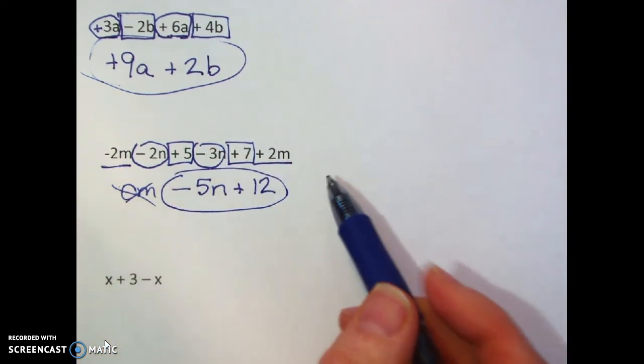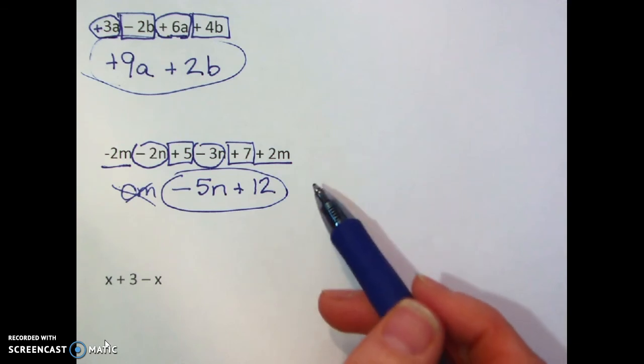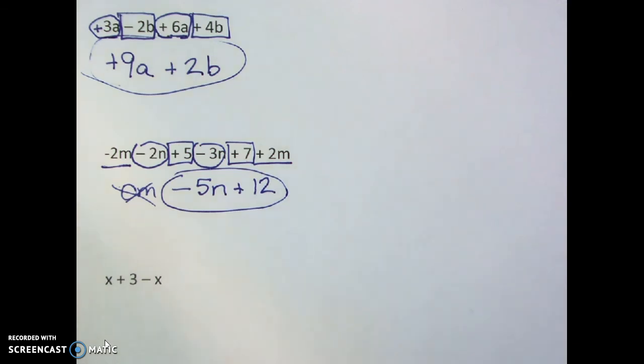Why don't we have an m in there? Because it added up to 0. Kind of canceled each other out.